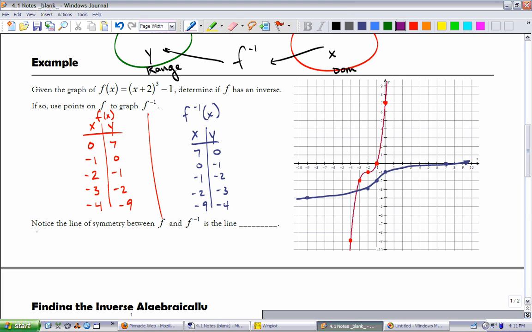Now you'll notice that the line of symmetry between f and its inverse is the line y = x. So in other words, you could just reflect the graph of f over the line y = x, and it's symmetrical with that. But a way that we can do that is just by flipping the x and y values.